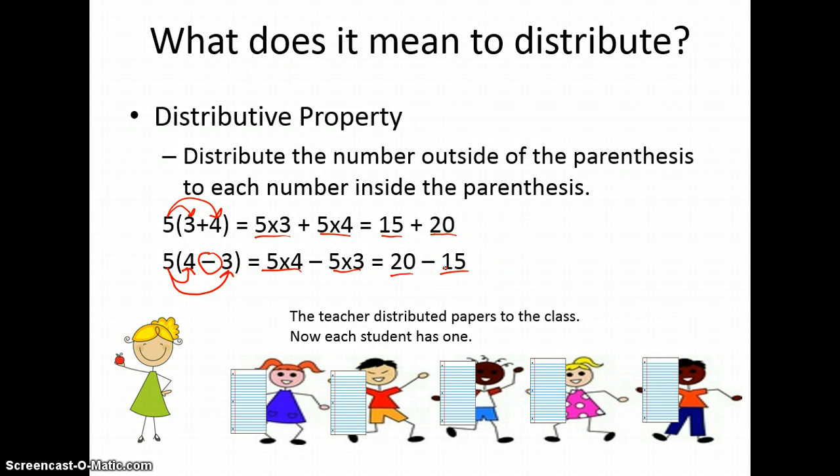So when I'm using the distributive property, I can really write 3 expressions. And we're going to talk a lot more about this in class, but you're going to be expected to write 3 expressions using the distributive property.